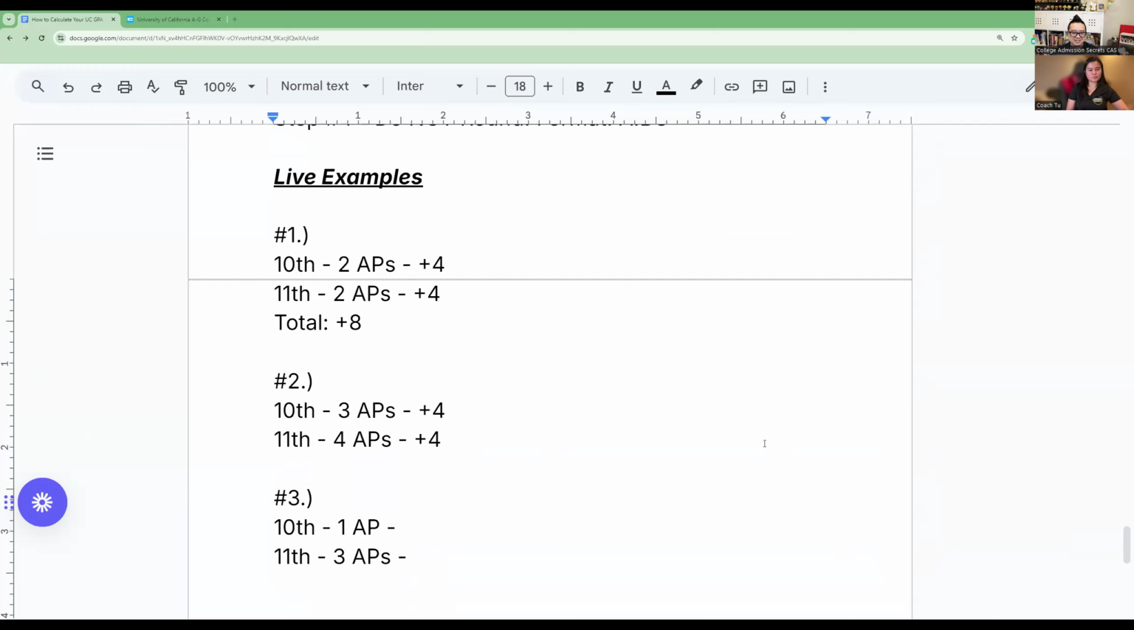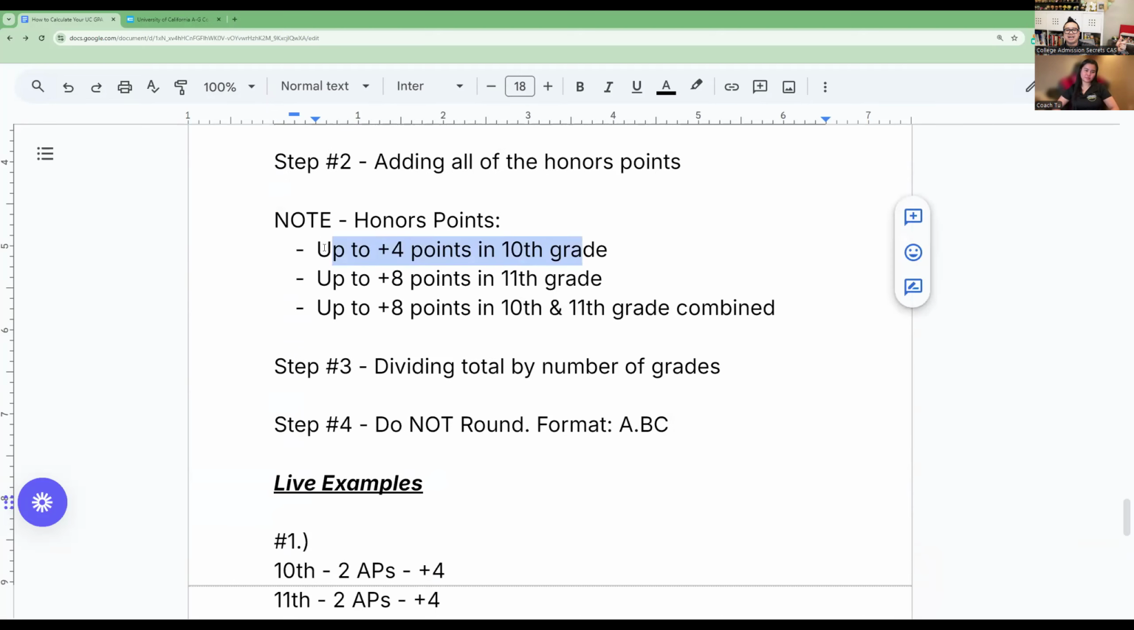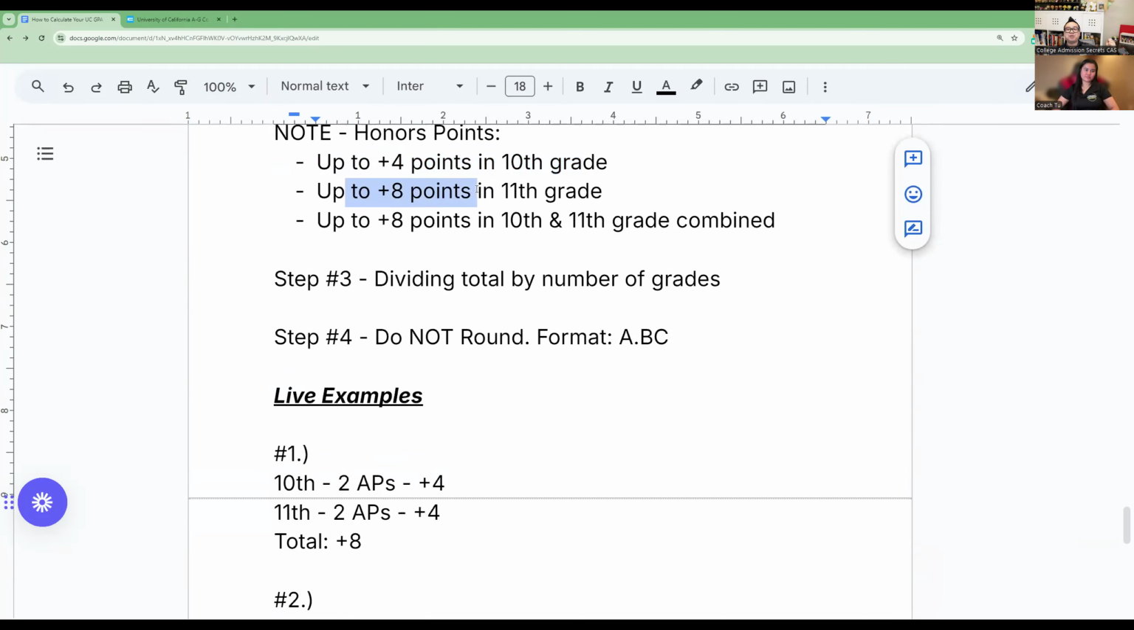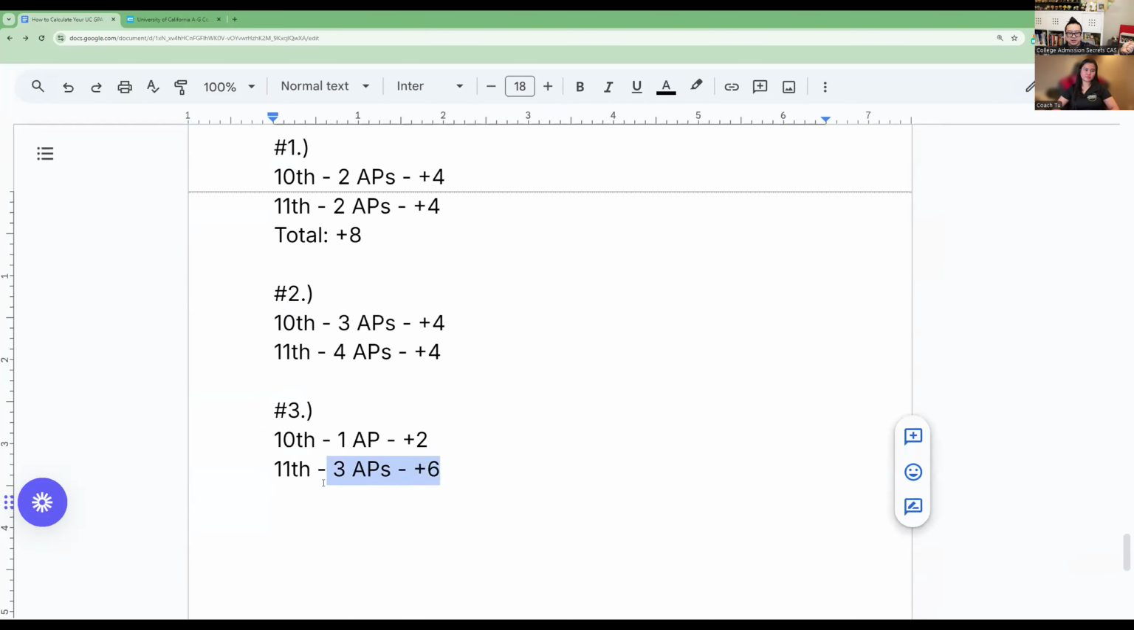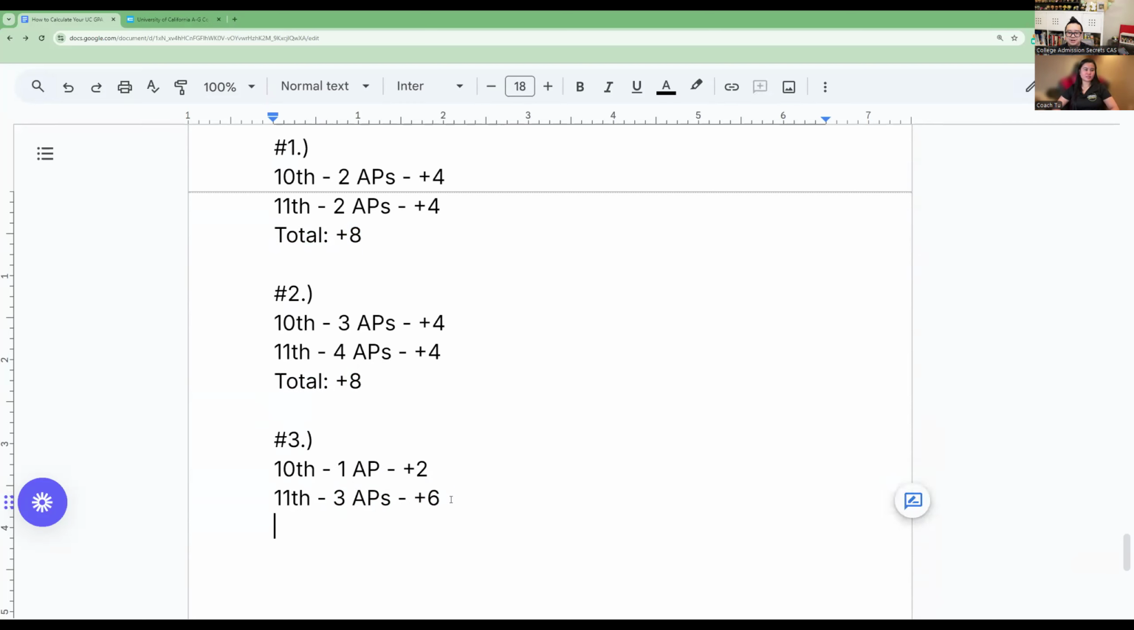All right, 1 AP in 10th grade. How many points did I get this year? 2 points, because 1 class, 2 semesters, 2 points. 11th grade, 3 APs. How many do they get here? 6. Holy moly, what happened here? Going back to the rules: up to 4 in 10th, up to 8 in 11th, maxing out at 8. Again, 3 APs is 6, so you add them together, and the total here is also 8.